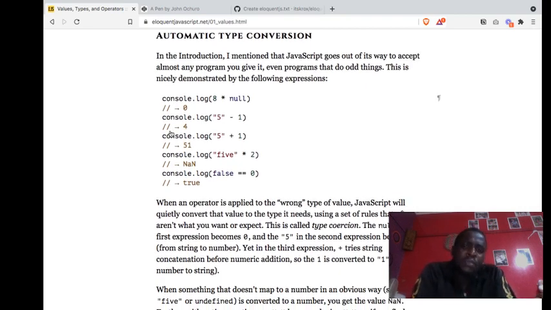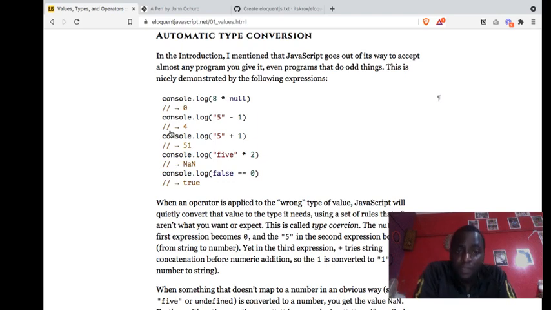Then automatic type conversion. In the introduction, I mentioned that JavaScript goes out of its way to accept almost any program that you give it, even programs that do odd things. This is nicely demonstrated by the following expression. console.log(8 * null). It gives you 0.